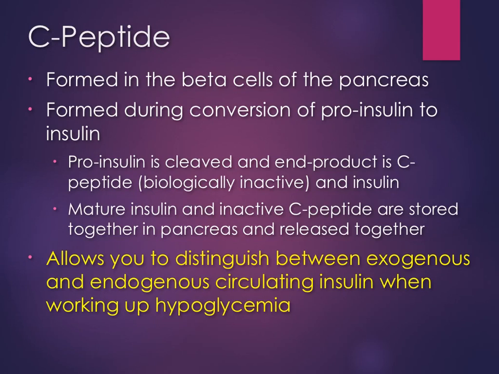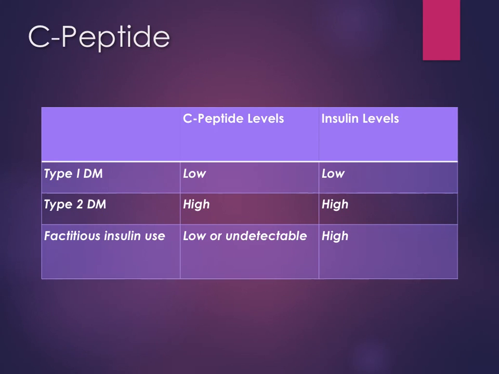That's important, okay? So when we see elevated insulin levels in our body that were naturally occurring, insulin that we produced, we should also have an elevated C-peptide to go with that. All right, so this test allows us to distinguish between exogenous and endogenous circulating insulin when working up hypoglycemia. We'll talk about that more in just a second. Take a look at this chart here. As I was just mentioning on the previous slide, when your body produces insulin naturally from the pancreas, it's going to also produce C-peptide. So when your insulin levels are up, the C-peptide will be up, and so on and so forth.